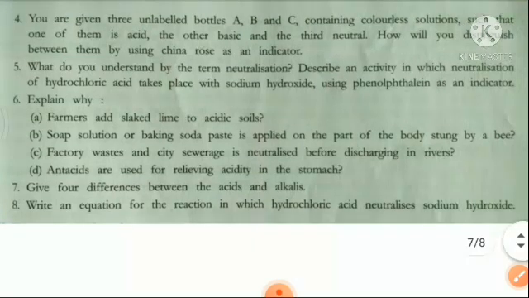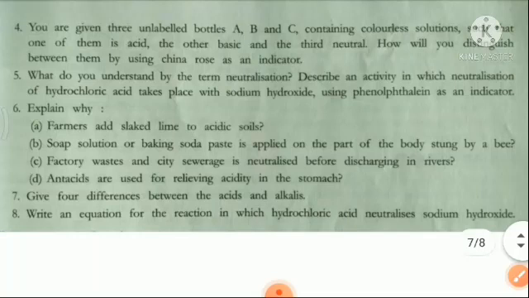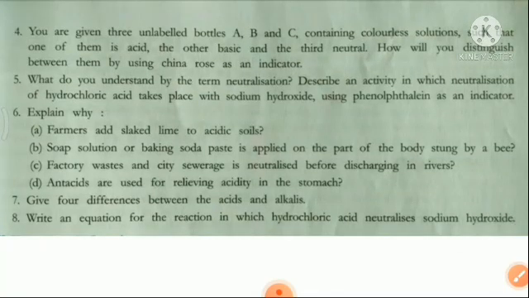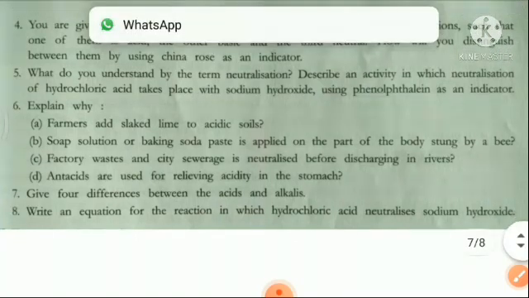Explain why farmers add slaked lime to acidic soil. Why do farmers add slaked lime to acidic soils? Because slaked lime is a base. So slaked lime is a base and it will neutralize the excess acid present in the soil, so that the soil will turn neutral and farmers can grow crops in that soil.